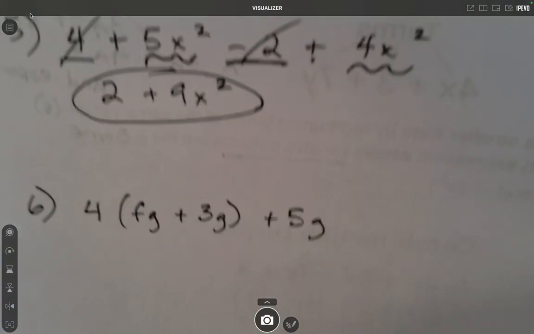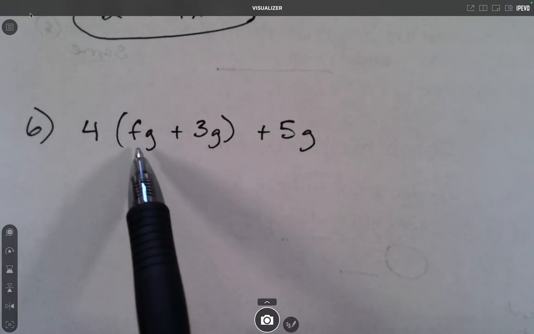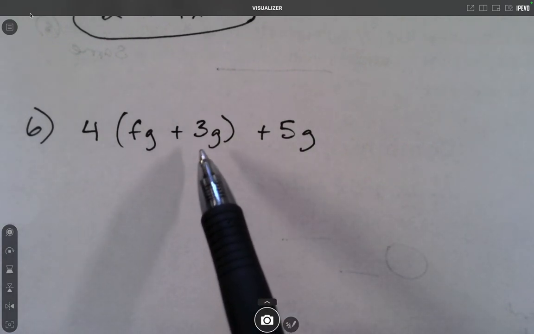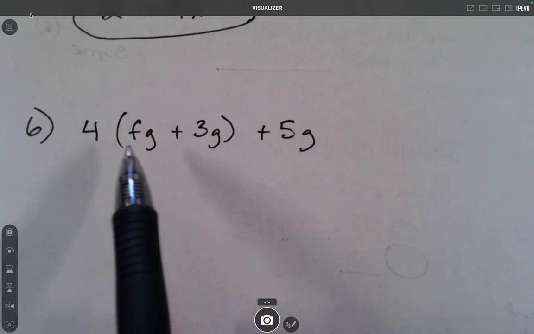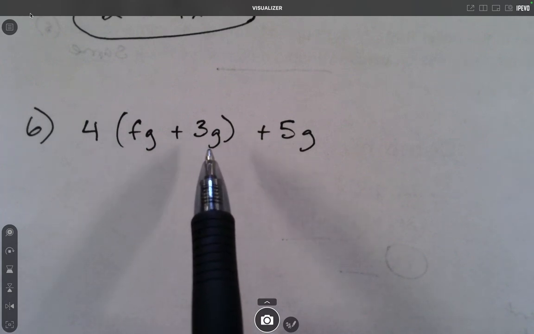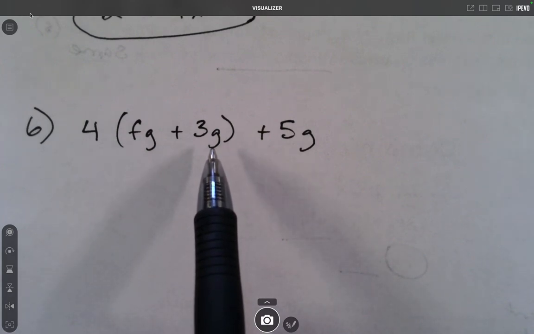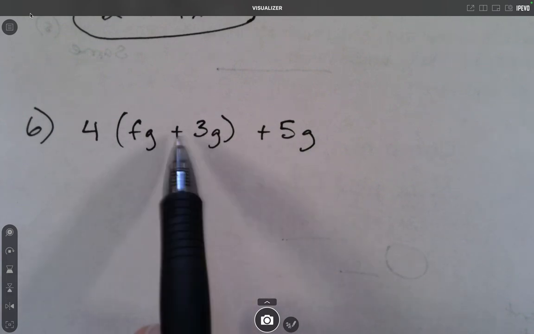Last example, we're going to combine our distributive property with combining like terms. So just thinking like we would with the order of operations, we look first to see if there are like terms inside of the parentheses to see if they can be combined. Well, these are not like terms. This variable pattern has an f and a g. This variable pattern has only a g. So the parentheses has been simplified as much as it can be.